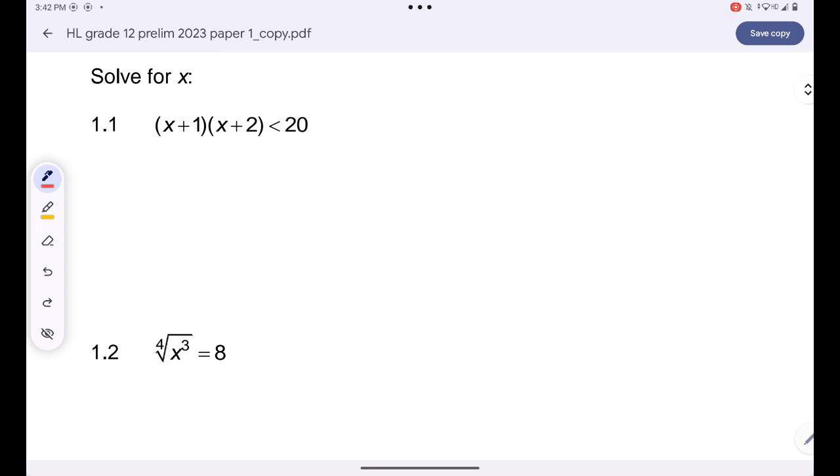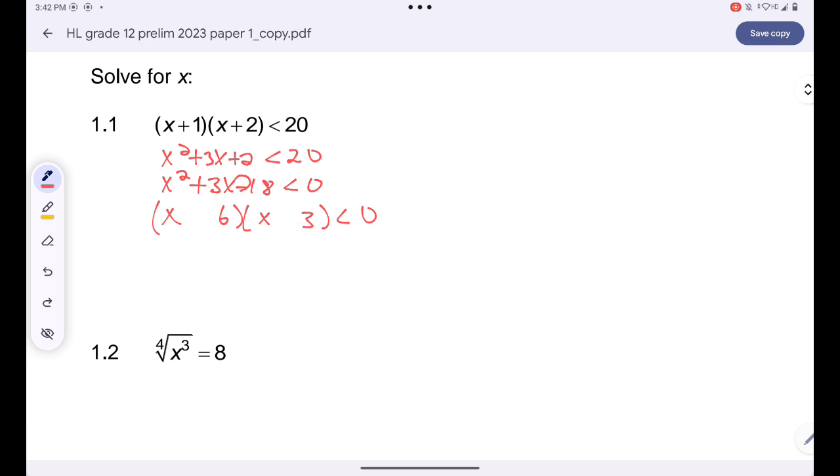If we multiply out, we will be left with x squared plus 3x plus 2, and this is less than 20. I'll end up having x squared plus 3x minus 18 is less than 0. I'm looking for the factors of 18 that, when I subtract, will give me 3, and those are 6 and 3. The sign over there is negative. That means my brackets will have different signs, and the bigger factor will take the sign of the middle term.